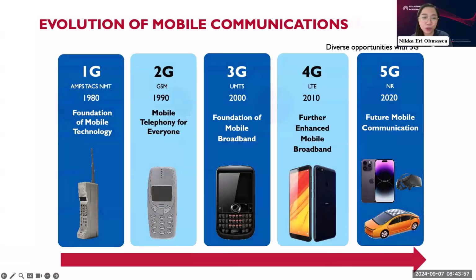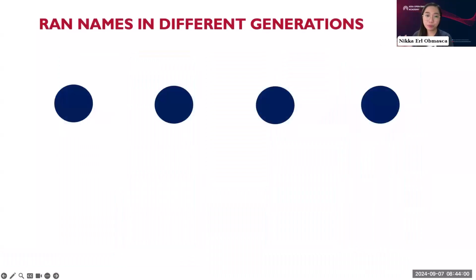Ayan. So ayun. After knowing the evolution of this mobile communication, let's run through the different names, RAN names in different generation. So meron din tayong iba-ibang RAN. Depends on each generation. So we have, if naririnig nyo na yung tinatawag nating GRAN, UTRAN, EUTRAN, and NGRAN. So yun yung iba-iba nating names for radio access network that are used in different generations of mobile communication.